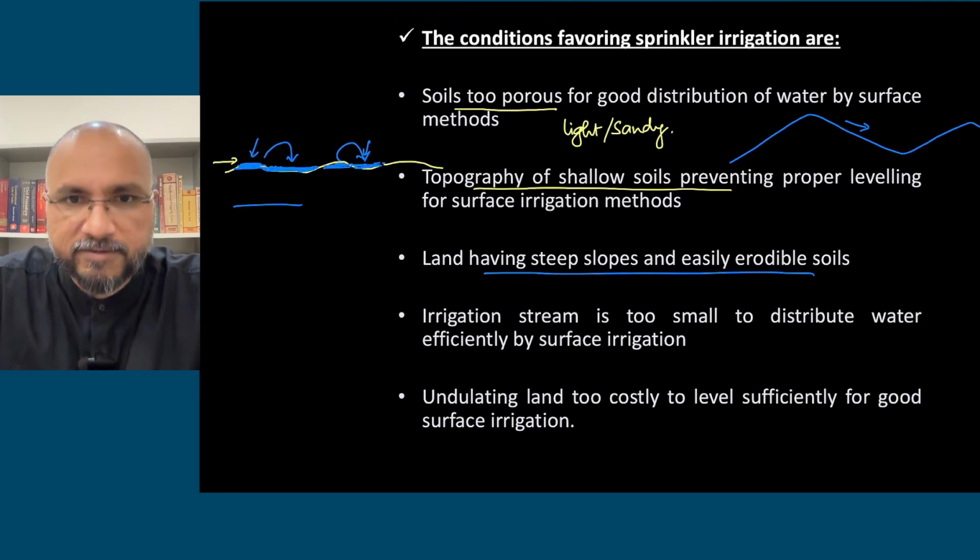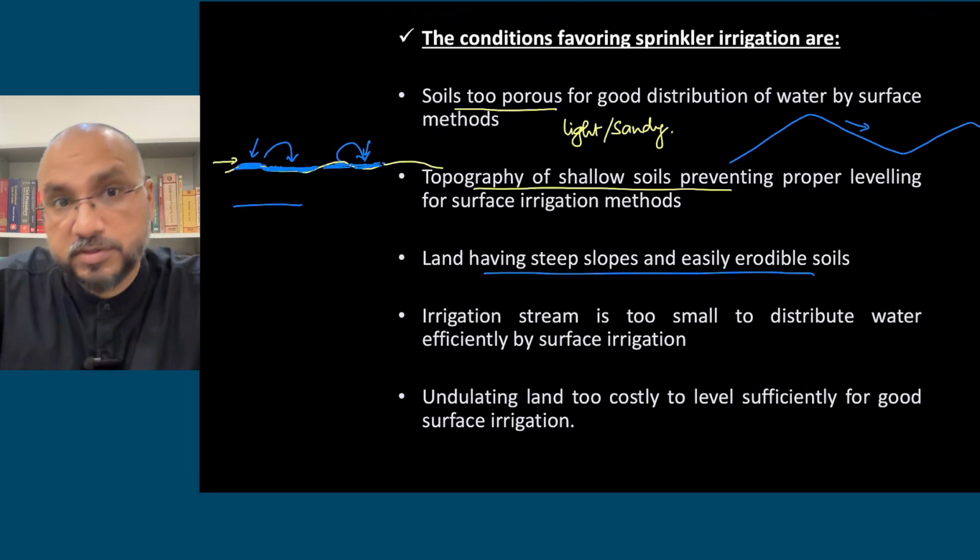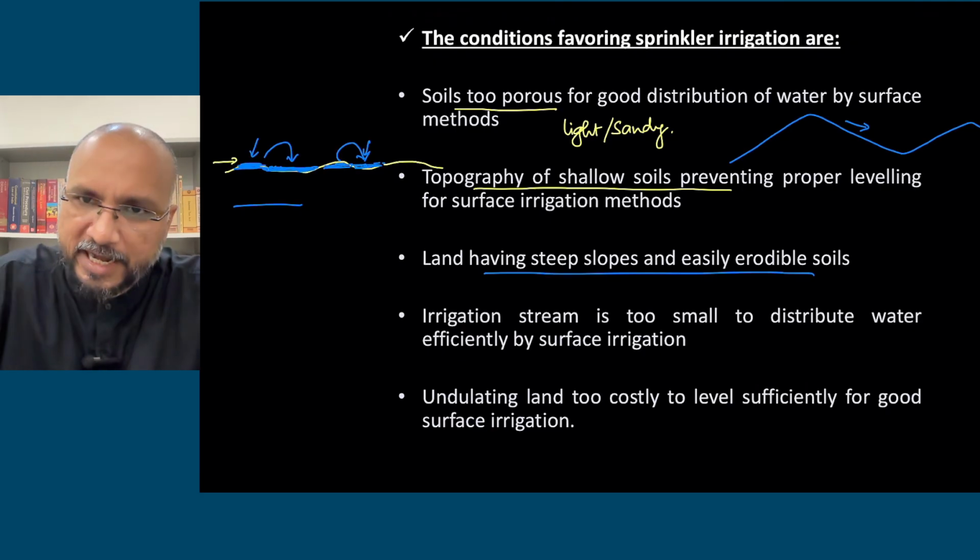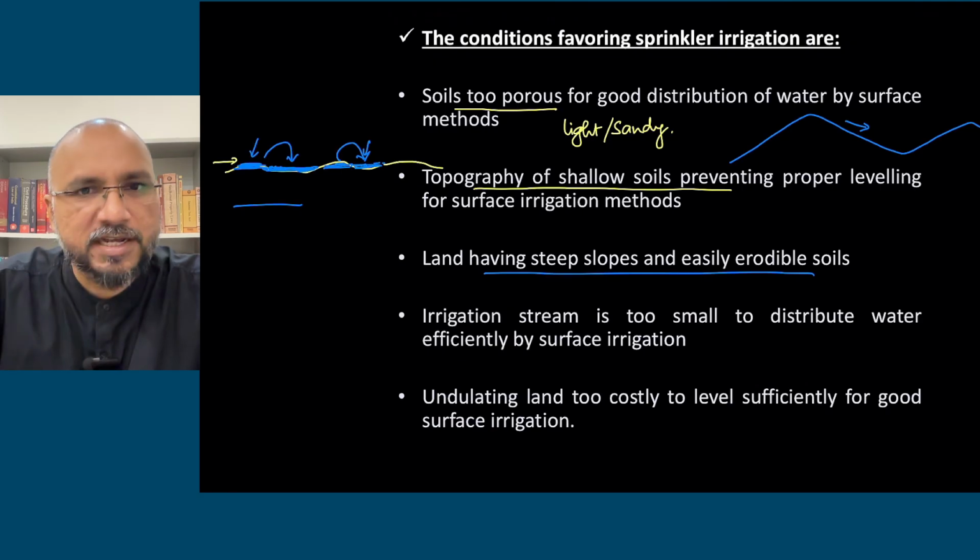So wherever you have steep slopes, you cannot go for surface irrigation methods because again there will be erosion. So there you can go for sprinkler method.